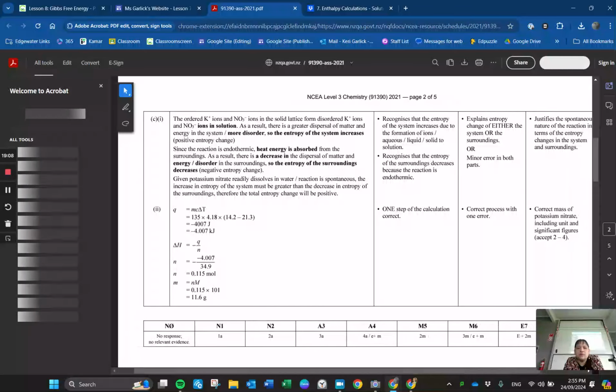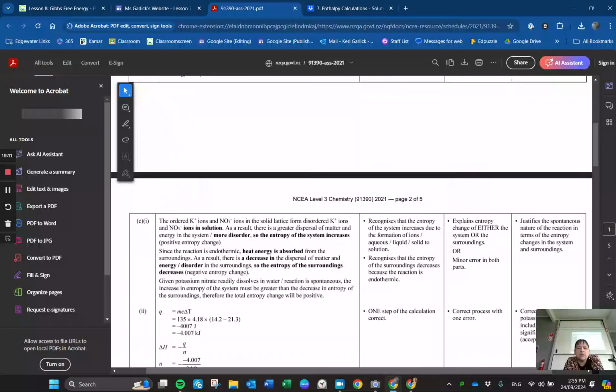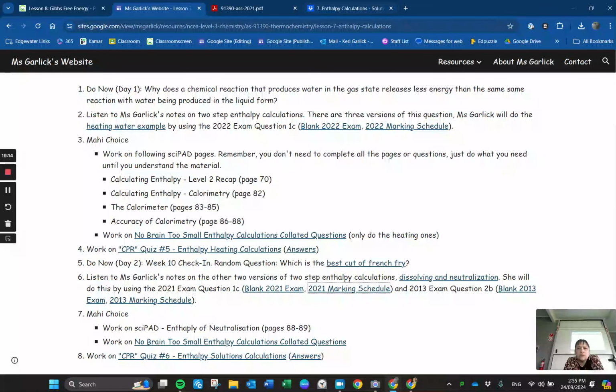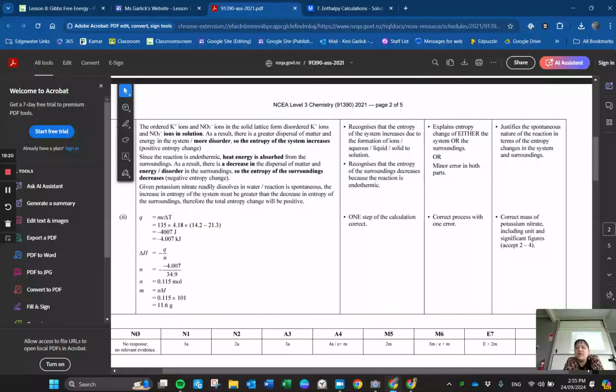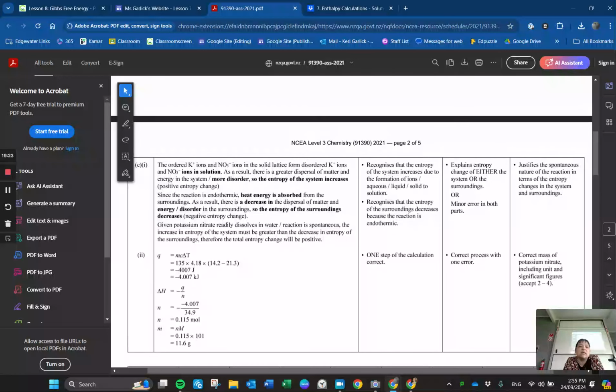There we go. Just trying to see what question that was. Question one. Oh, it's right here. Oh, wow, they even gave it all the way up to the excellence, which is surprising. So ions in solution, more disorder, so the entropy is increasing. Since the reaction's endothermic, heat is absorbed. As a result, there is a decrease in the dispersal of matter and disorder from the surroundings, so entropy of the surroundings decreases. And then given that potassium nitrate readily dissolves in water, the reaction is spontaneous. So the increase in entropy of the system must be greater than the decrease in the entropy of the surroundings. Therefore, the total entropy must be positive.